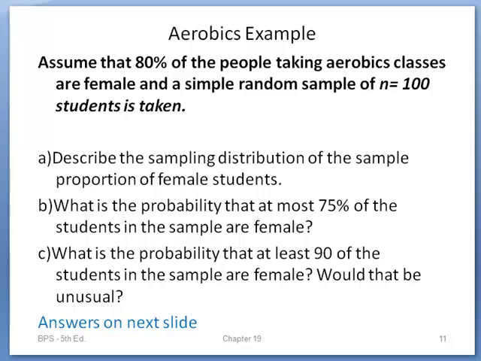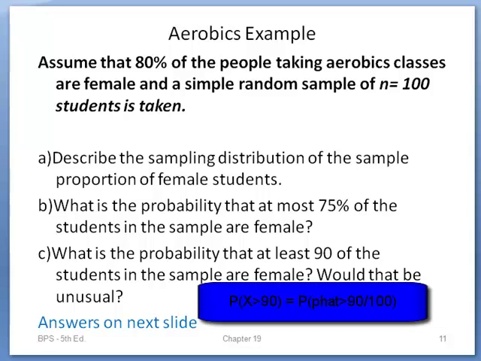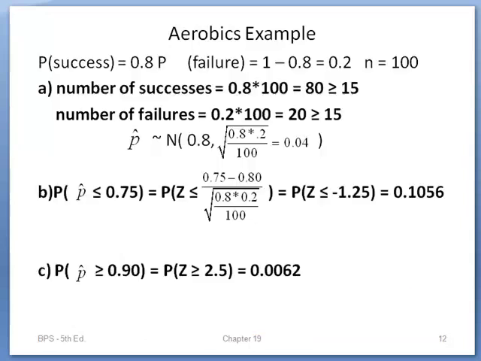And look at the difference between B and C. One is saying what's the probability that at most 75% of the students in the sample are female. That's the probability less than 0.75. But look at what part C is. It's saying what's the probability at least 90 of the students. So that's x greater than 90. So we're going to have to turn that x to a p-hat and then find our probabilities. So it will be interesting.